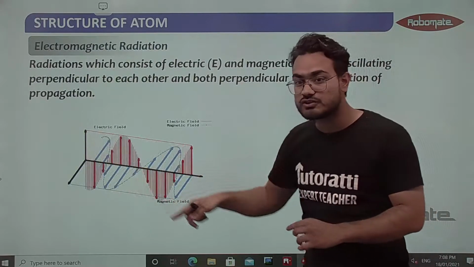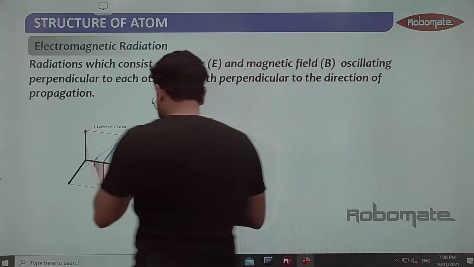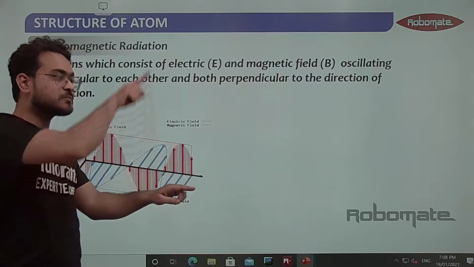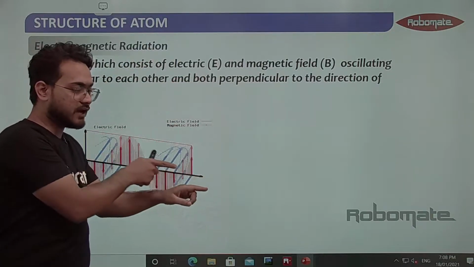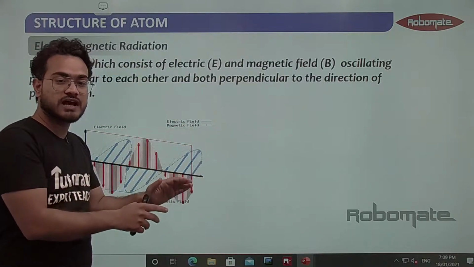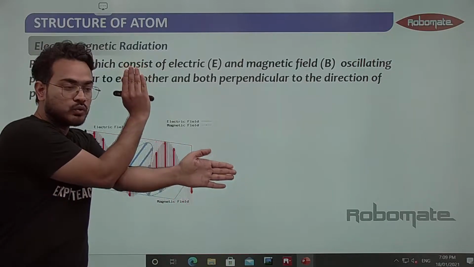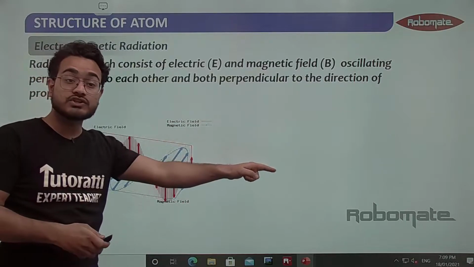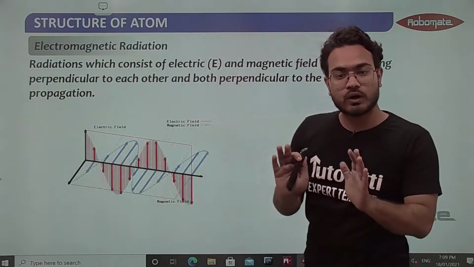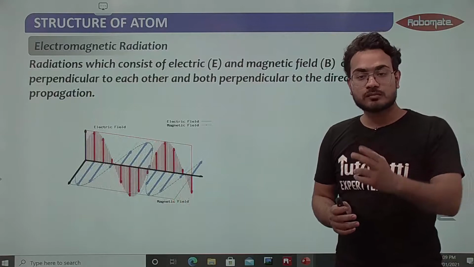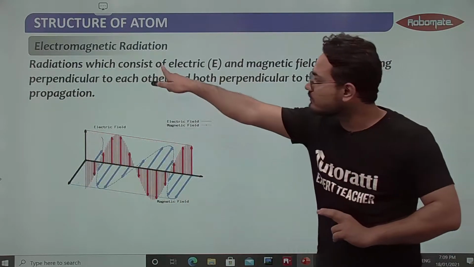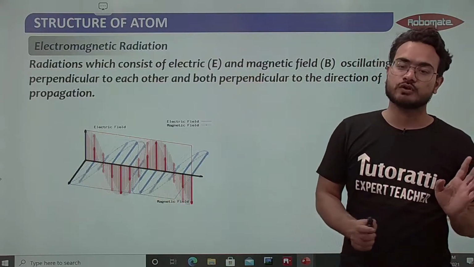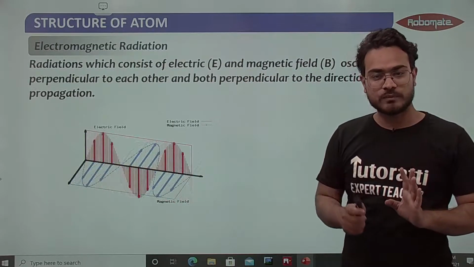direction of propagation, because if you see from here, the direction of propagation is this, and one is oscillating this way and the other is oscillating this way. Both the directions are perpendicular to the direction of propagation. Okay, so I hope you must have understood. Electromagnetic radiation has two components, electric field and magnetic field, and both are oscillating perpendicular to each other. I hope you must have got it.